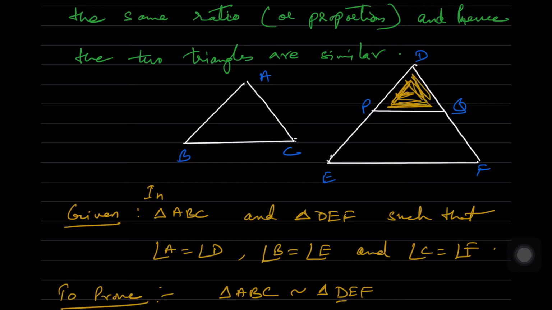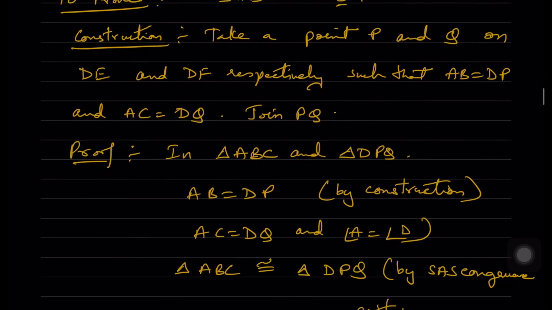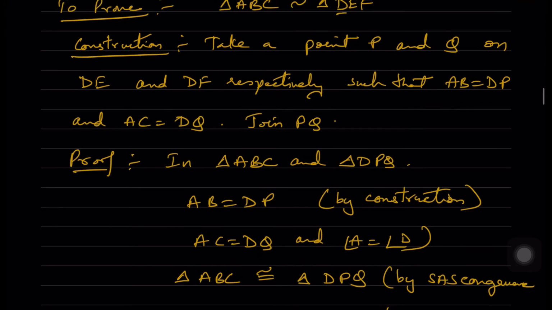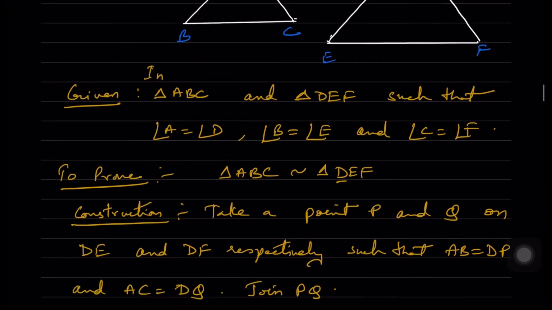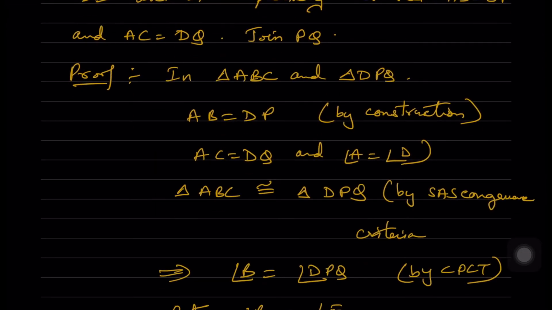We have seen that in these two triangles, triangle ABC and triangle DPQ, AB is equal to DP, AC is equal to DQ, and angle A is equal to angle D, because the corresponding angles are equal. That is also given to us. From construction we got that AB is equal to DP and AC is equal to DQ. And from the given part, angle A is equal to angle D. Therefore triangle ABC is congruent to triangle DPQ by SAS congruence criteria.